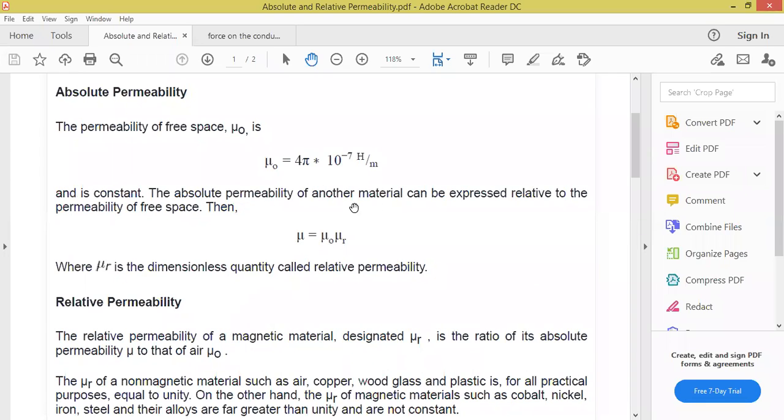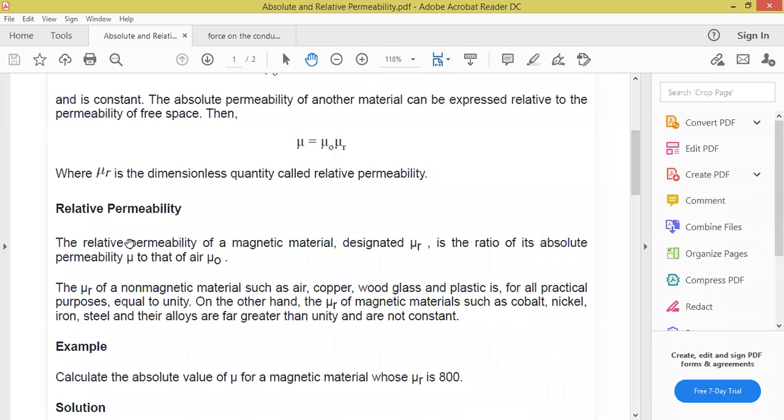Now, do you remember this formula, all of you? Permeability μ is equal to μ naught into μR. μ naught is nothing but the absolute permeability of free space. Now you see what is relative permeability. Relative permeability of a magnetic material is represented by μR. It is the ratio of permeability of the material to absolute permeability. So air, copper, wood, glass, plastic, every object is made of different materials. So what is the permeability, all of you? It is represented by μ.